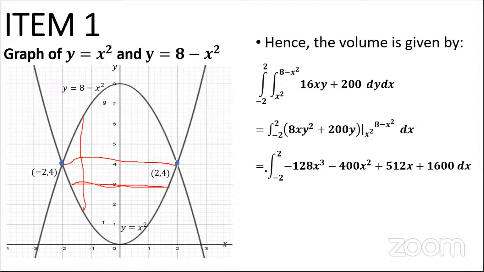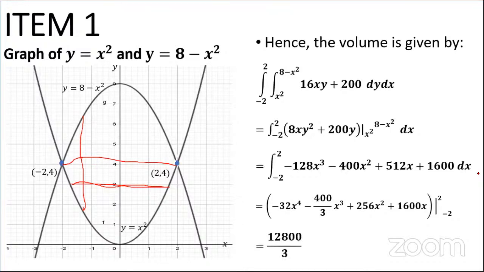So we have an integral from negative 2 to 2 of negative 128x cubed minus 400x squared plus 512x plus 1600 dx. Okay, and then we integrate this with respect naman to the variable x. So we have this, and integrate from negative 2 to 2. And then upon plugging in these values and upon simplification, we get the volume equal to 12,800 over 3. So that is for item number 1.